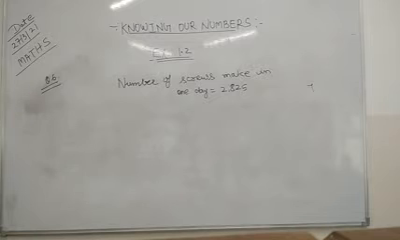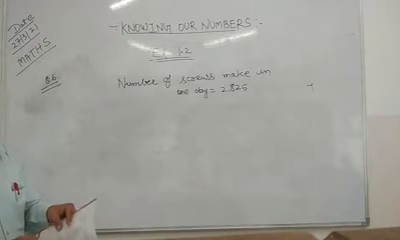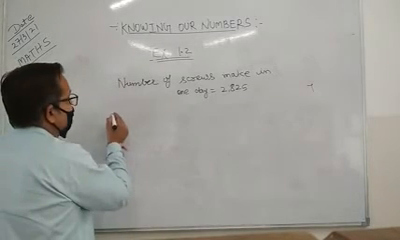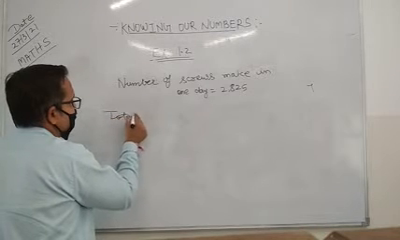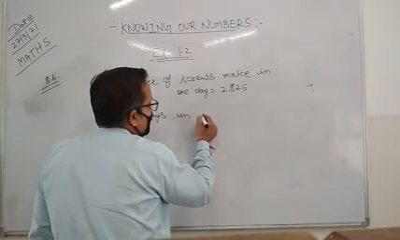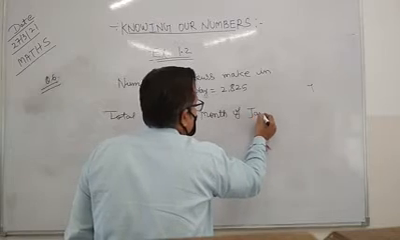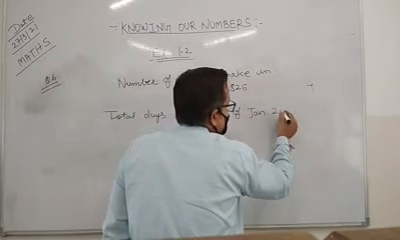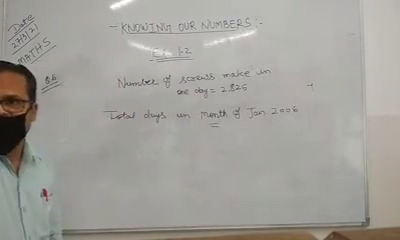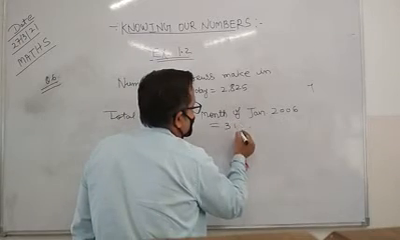Okay. Then we wish to find out how many screws can be manufactured in the month of January 2006. So we wish to find out the total days in the month of January 2006. How many days are there in January? Every year 31 days. So we will find out that there are 31 days.